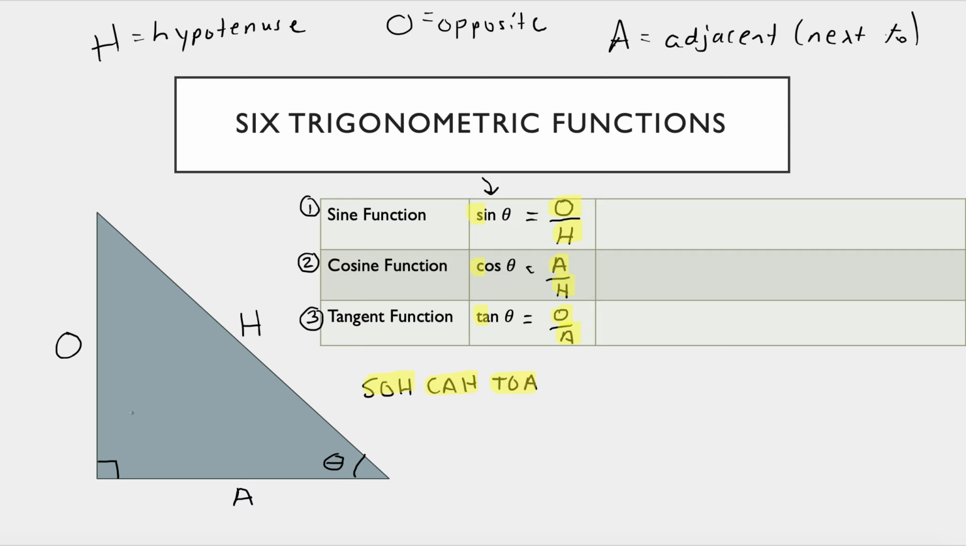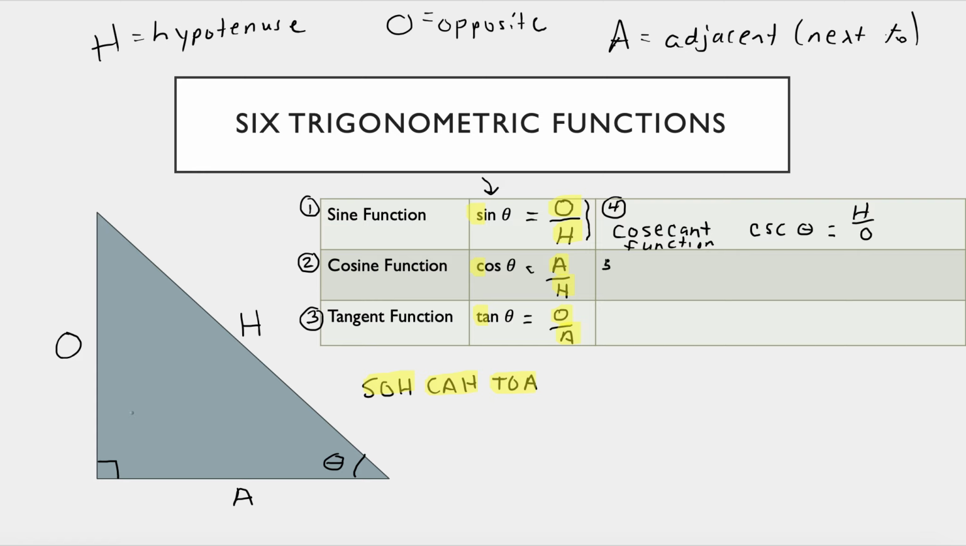Okay, now the other three trig functions, remember there's six and we've only done three. The other three are based off of reciprocals of the first three. So the fourth one we're going to use is what's called a cosecant function. And this one is going to be abbreviated CSC. And it is going to be the reciprocal of the sine. So if the sine is O over H, the cosecant is going to be H over O.